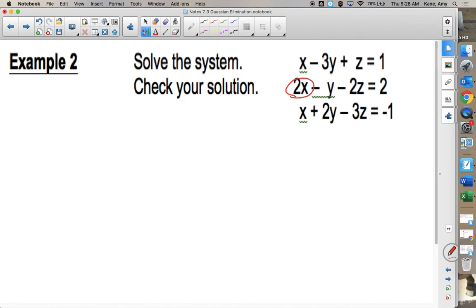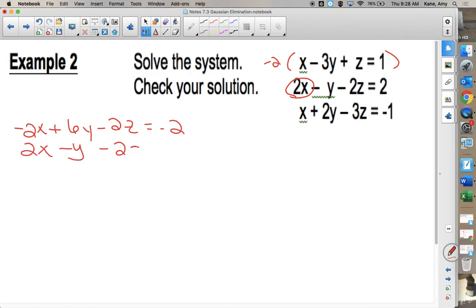So Lauren, what would you do with the first equation so that we can eliminate the 2x in the second equation? Yeah, so we're going to take this, multiply it by -2. And then the second equation we're not doing anything with, just keeping it as 2x minus y minus 2z equals 2. So with elimination, you multiply by something, and the goal is to eliminate a variable. Lauren, when you add them together, what do you get?